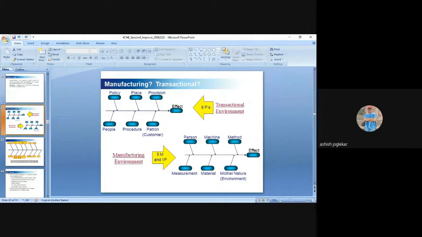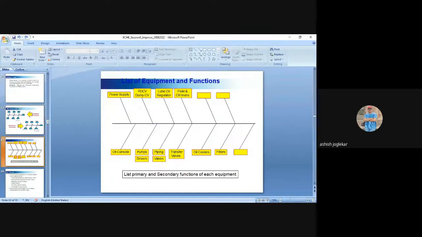So we can find out the causes by using this brainstorm, the 6P and/or 5M 1P diagram that we discussed in our cause and effect diagram. It is also called the Ishikawa diagram. It is also called the fishbone analysis. It is the same thing. So this is an example of equipment failure.